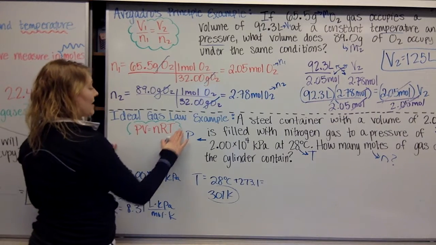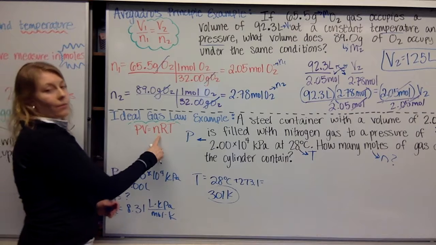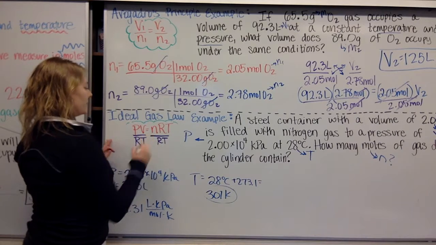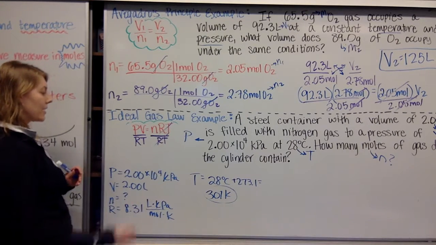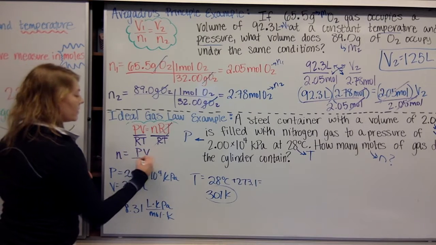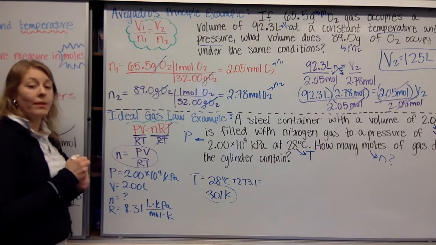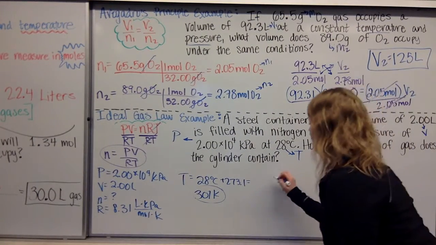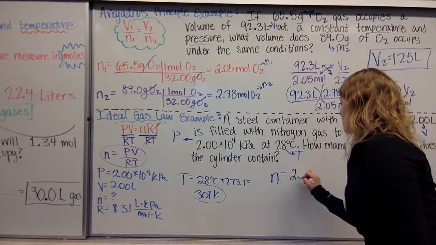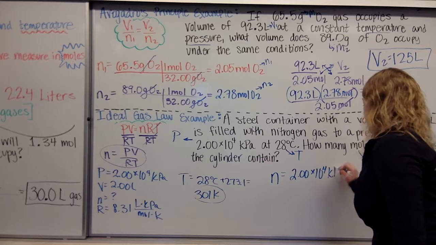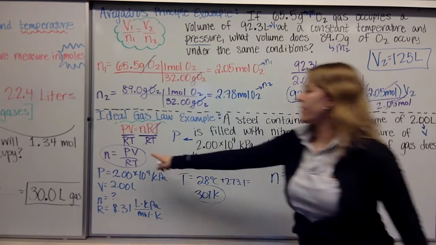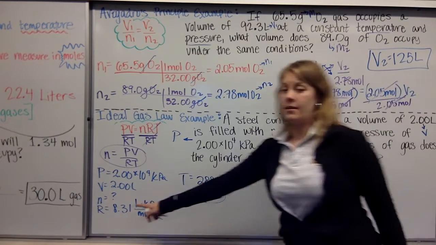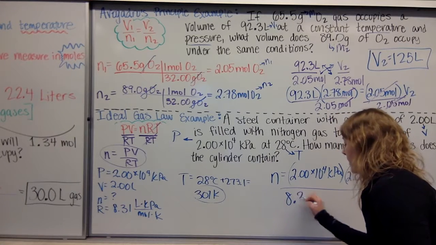I'm going to say the easiest way to do this is isolate N before you plug anything in. How you do that is divide both sides by RT. RT cancels out over here, and you get N is equal to PV over RT. That's the formula I'm going to use now, okay? So over here, I'm going to go N is equal to P, 2.00 times 10 to the 4th kPa, times V, 2 liters, divided by R, 8.31.